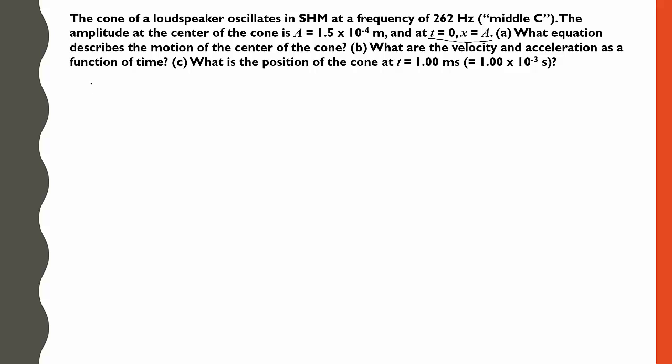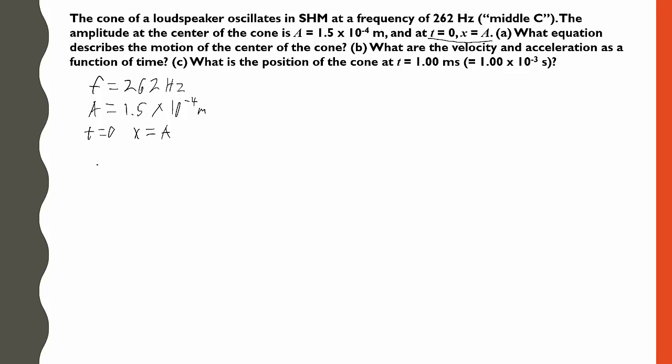So what information do we have? Well, we know that the frequency is 262 hertz, and we know that the amplitude is 1.5 times 10 to the negative fourth meters, and we know that at t equals 0, x equals A. So that's just setting our initial conditions. That essentially tells us that we can use the cosine version of the equation.